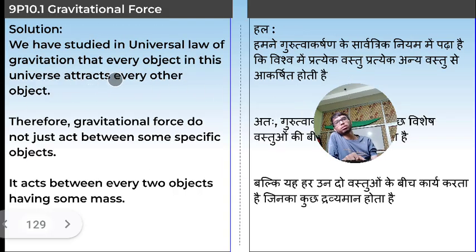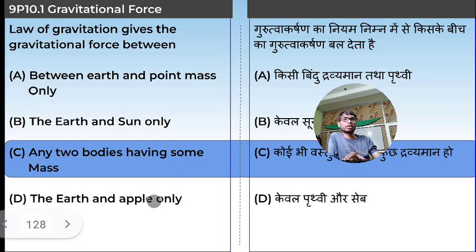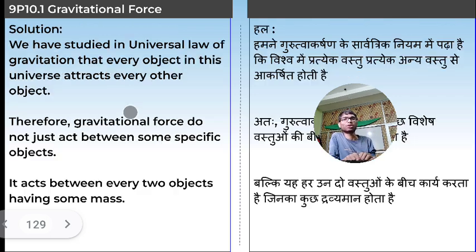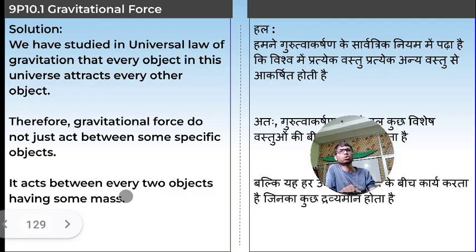Now solution. We have studied in the universal law of gravitation that every object in this universe attracts every other object. So here everyone is coming. But in this question, it is here only. That's why it is becoming wrong. So this is done. This is your solution.